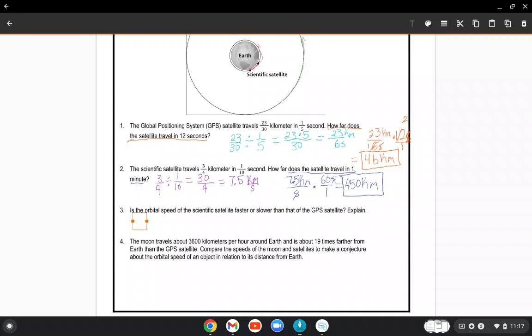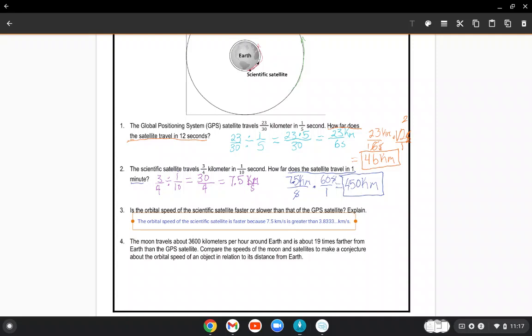All right. The orbital speed of the scientific satellite is faster because 7.5 kilometers per second is greater than 3.8333 kilometers per second. That's why the scientific is faster.